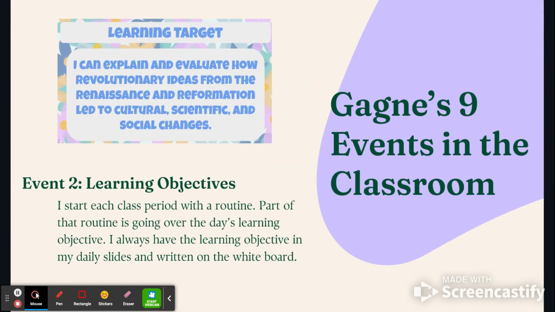Another event from Gagne's 9 instructional events I use is informing the learner of the learning objectives. I start each class period with a routine of going over our agenda, materials needed, important reminders, and our learning target for the day. I always have the learning objective in my daily slides, which is a picture included here on the slides. And I also always have it written on the whiteboard. I just find it very important for students to know what they'll be learning, as well as what they're expected to do each day.